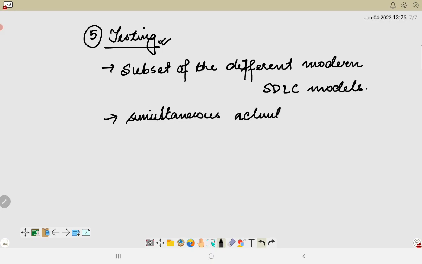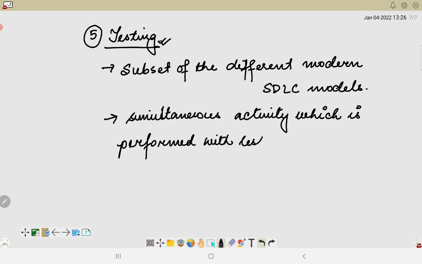So, as already mentioned, it is basically a simultaneous activity which is performed with development. As and when we are developing one module, we essentially go ahead and test that particular module, and that testing continues until we meet the requisite standards which we have already mentioned in our software requirement specification.